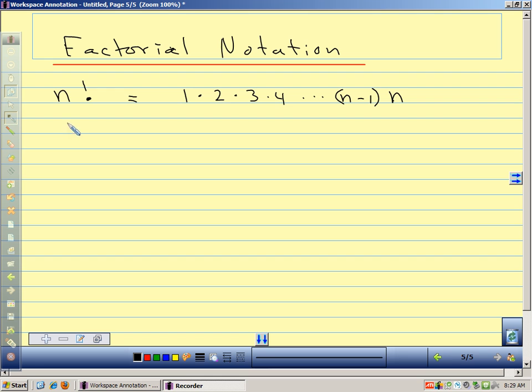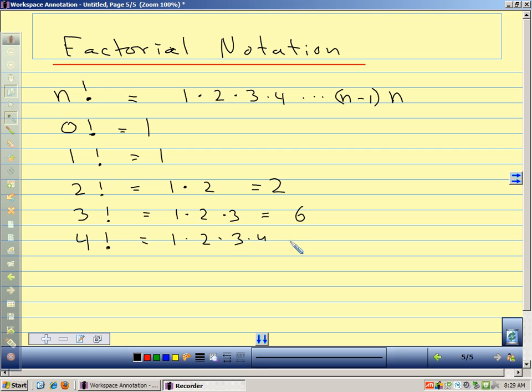So a couple of examples. Before I do the examples, we define 0 factorial. 0 factorial is defined to be 1. So 1 factorial is just 1. 2 factorial is 1 times 2, and that equals 2. 3 factorial is 1 times 2 times 3, or 6. 4 factorial is 1 times 2 times 3 times 4, which is 24.